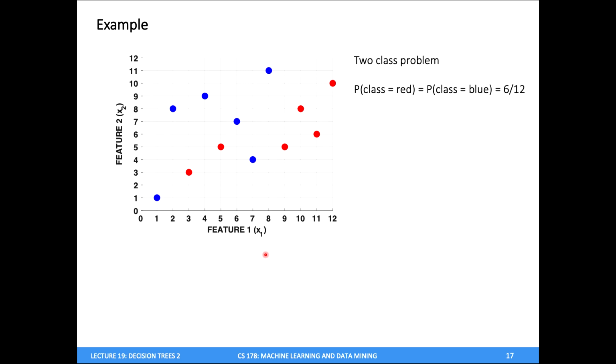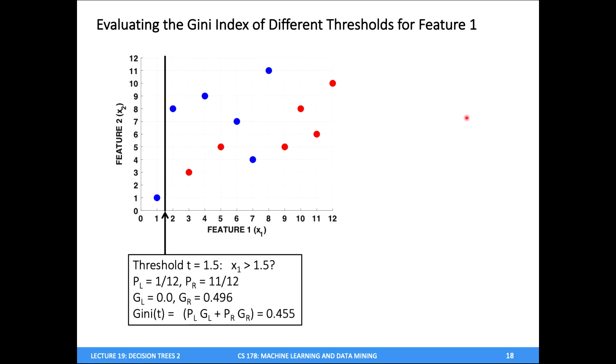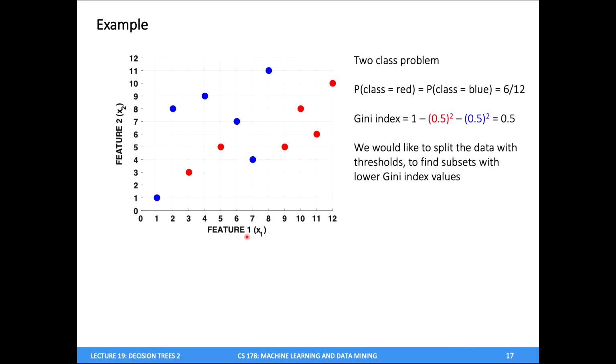Okay, so the Gini index before doing any splitting in my data, before doing anything at all, is just 1 minus the sum of the squares of these probabilities. So the probability of the class red is 0.5, and the probability of the class blue is 0.5. So the Gini index before doing any splitting is 0.5. Okay, so let's first look at the feature x1 and consider all the possible thresholds and compute their corresponding Gini indexes.